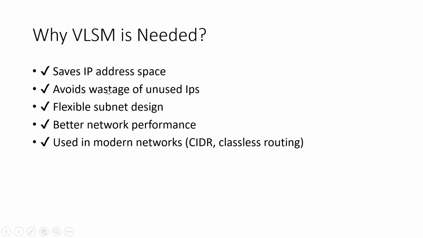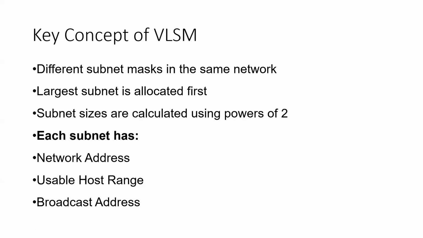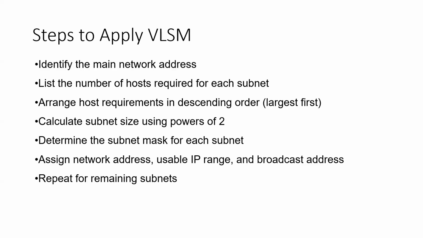So why is VLSM needed? It saves IP address space, avoids wastage of unused IPs, gives flexible subnet design and better network performance, and is used in modern networks, CIDR, classless routing. The key concept of VLSM is different subnet masks in the same network. In the same network, we can have different subnet masks for each subnet. The largest subnet is allocated first, so first we need to focus only on the largest subnet, then we find the next one. Subnet sizes are calculated using powers of 2, and each subnet has a network address, usable host range, and broadcast address.